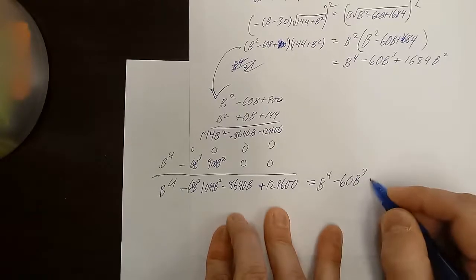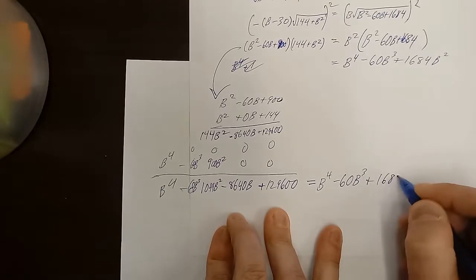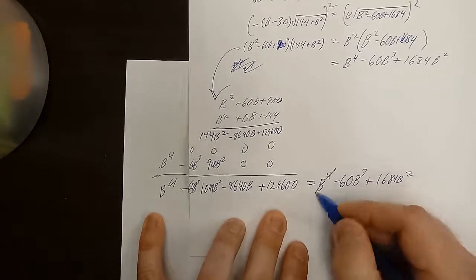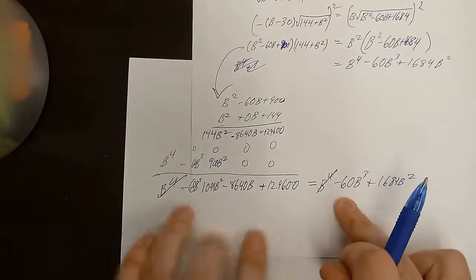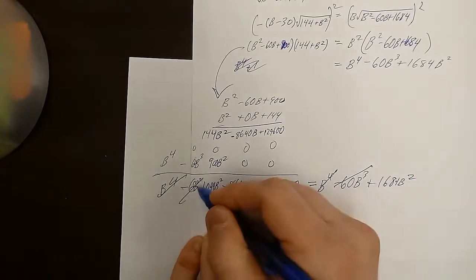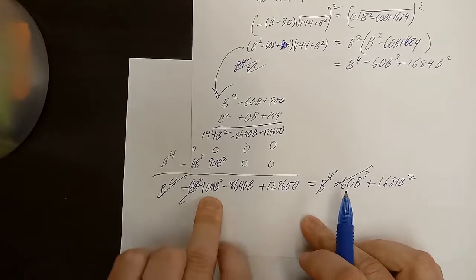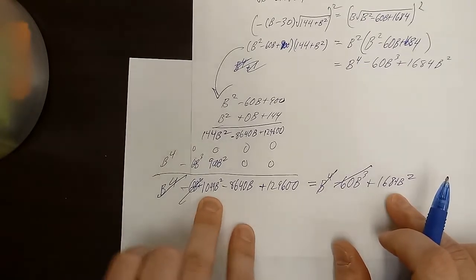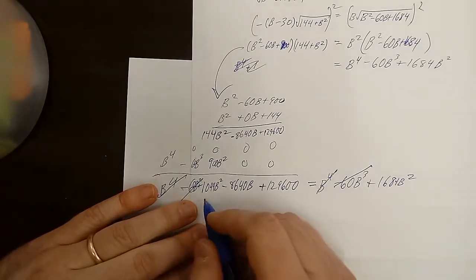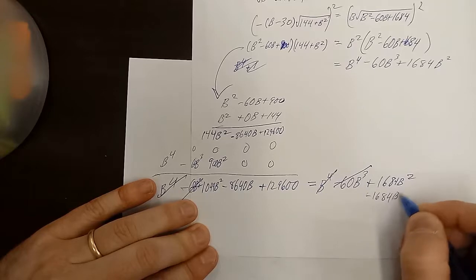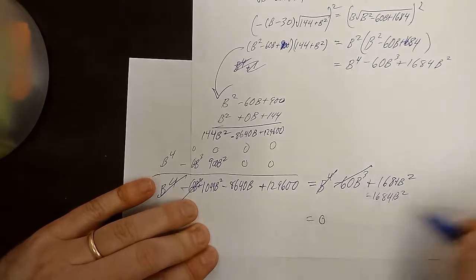Whoa, whoa, whoa. Hey, wait a minute. This isn't okay. I have b to the fourth on both sides. I'm going to subtract b to the fourth from both sides. It cancels. I have negative 60b cubed on both sides. Those cancel. I have 1044b squared and... No. JK, I knew that was going to happen. So I'll subtract the 1684b squared because I'd like it to say 0 over here on the right-hand side.